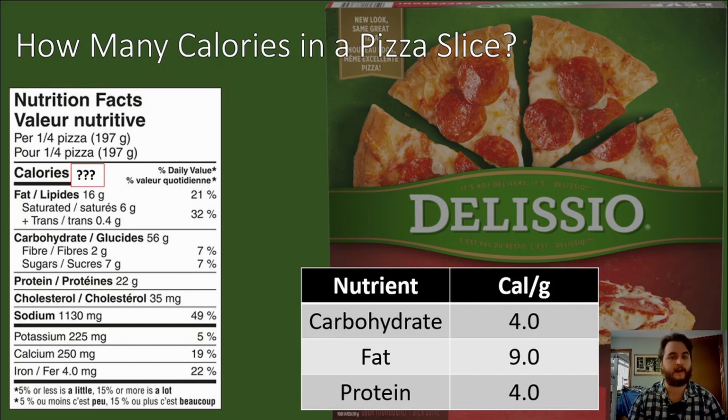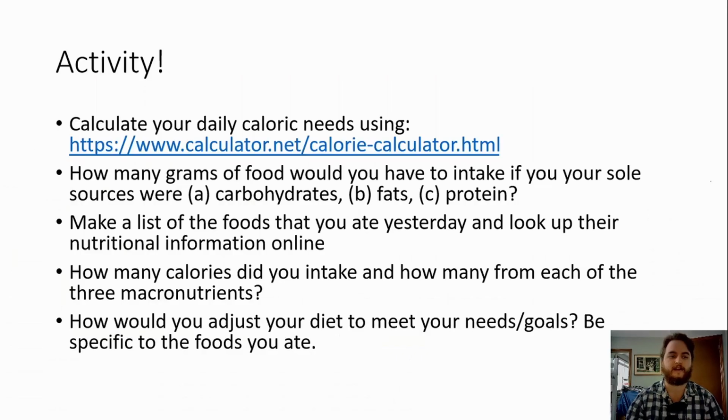fat and multiply it by 9 calories per gram. And then the same for the carbohydrates and proteins, but those are worth 4 calories per gram. So wonderful. Good work. All right, and now we're going to move into our main activity for today.